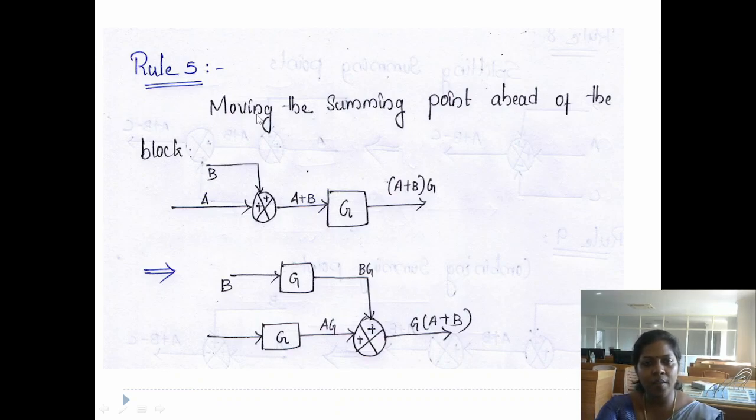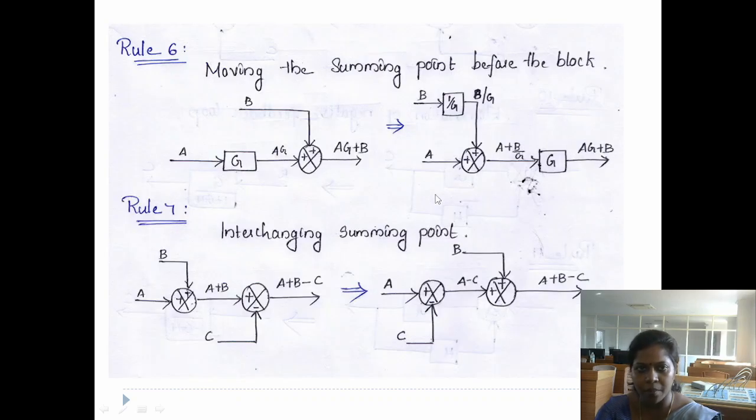Now rule number 5 is moving the summing point ahead of the block. This is the summing point and we have to move it after this block G. For moving the summing point after the block G, we have to add one block G in the branch which has the signal B. Then we get the output G into A plus B, that is A plus B into G. That is rule number 5.